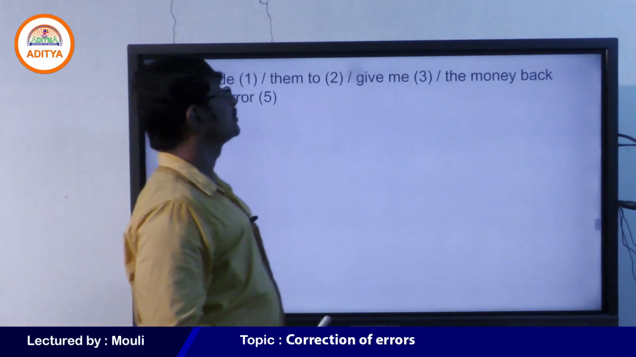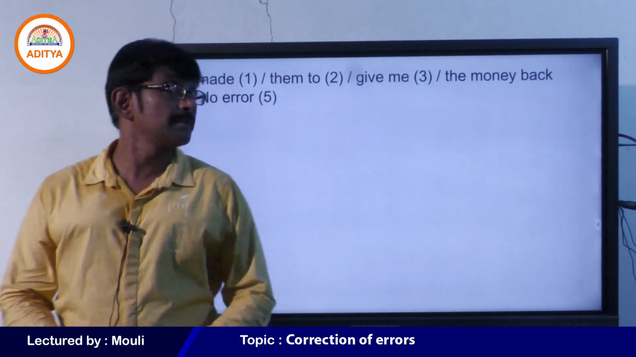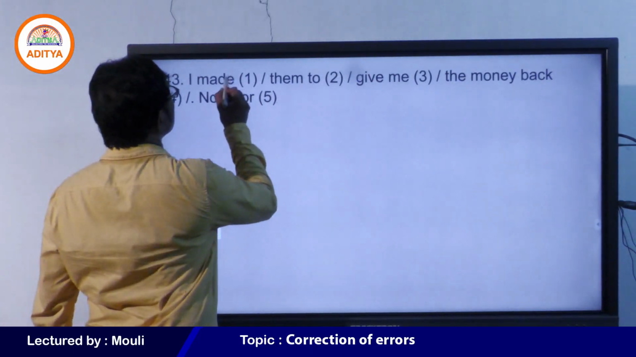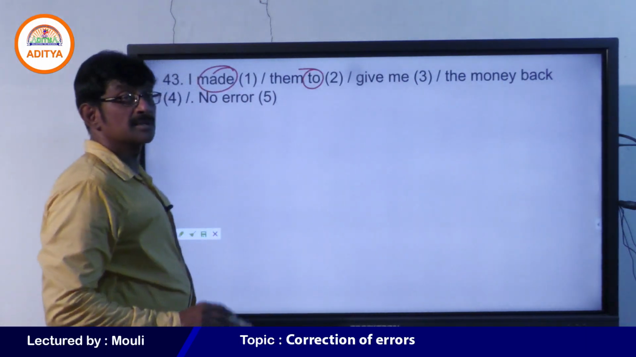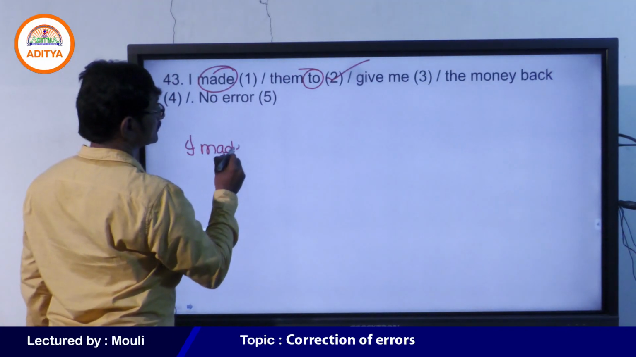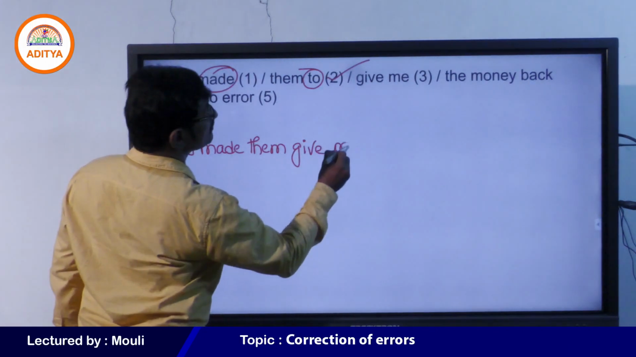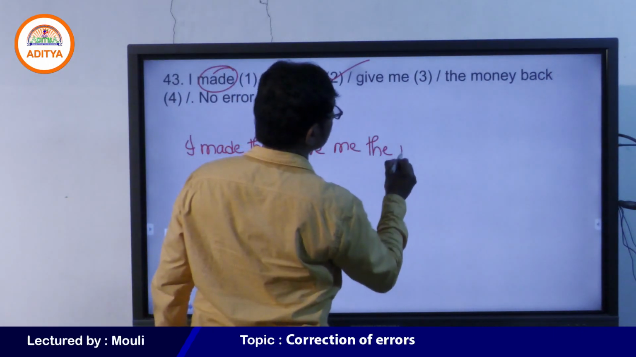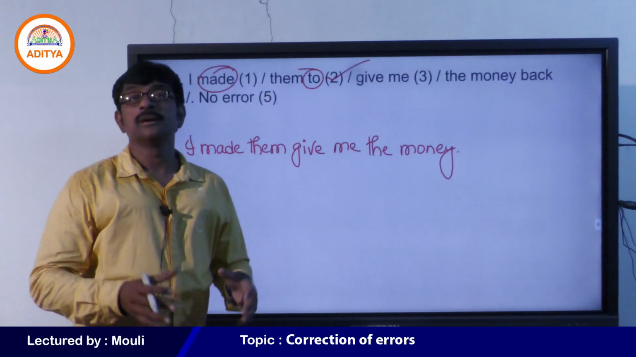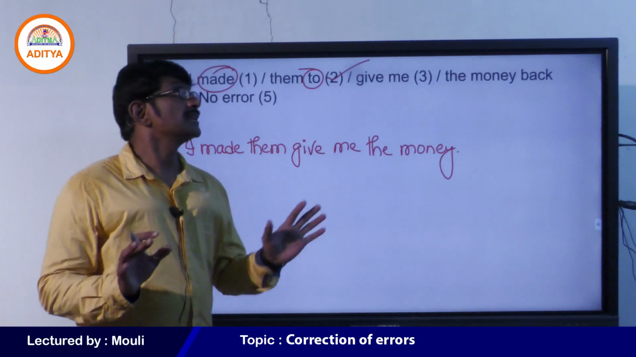What is this? I made them to give me the money back. What will be your answer? You take now, students. After "made," we cannot use "to." This is the mistake here. So how to write? I made them give me the money. That is the right answer. I made them give me the money.